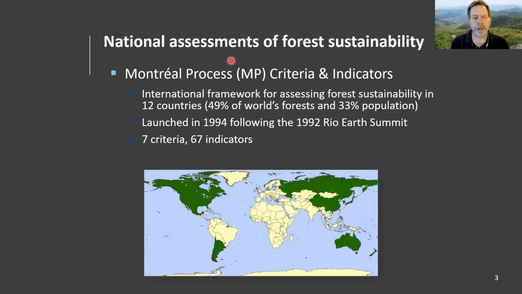So first of all, in terms of national assessments of forest sustainability, one of the leading frameworks for that is the Montreal Process Criteria and Indicators, which encompasses 12 countries, including all three of the major countries of North America. And these are countries that mainly have temperate and boreal forests. These countries encompass 49% of the world's forests and 33% of the world's population. And this framework was launched in 1994 following the 1992 Rio Earth Summit, and it includes 7 criteria of forest sustainability and 67 specific indicators.